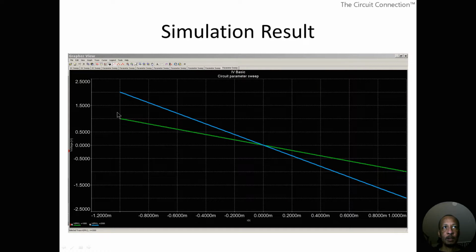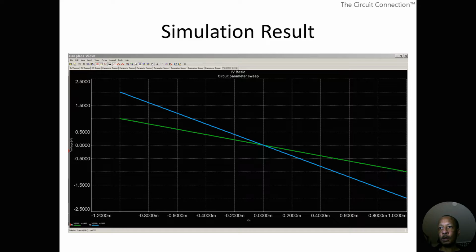The simulation result comes out to be this. This is R at one particular value, in this case 1,000, and this is at 2,000. And I'm going from negative 1 milliamp all the way to 1 milliamp.